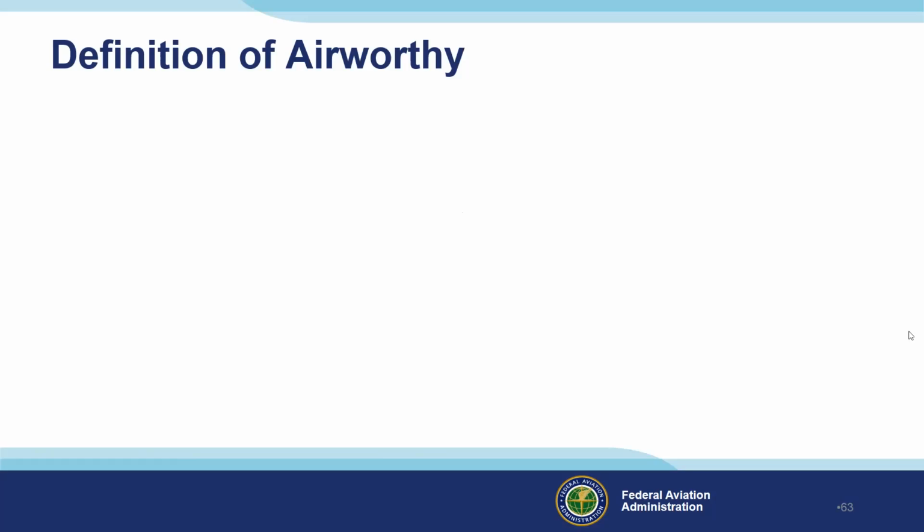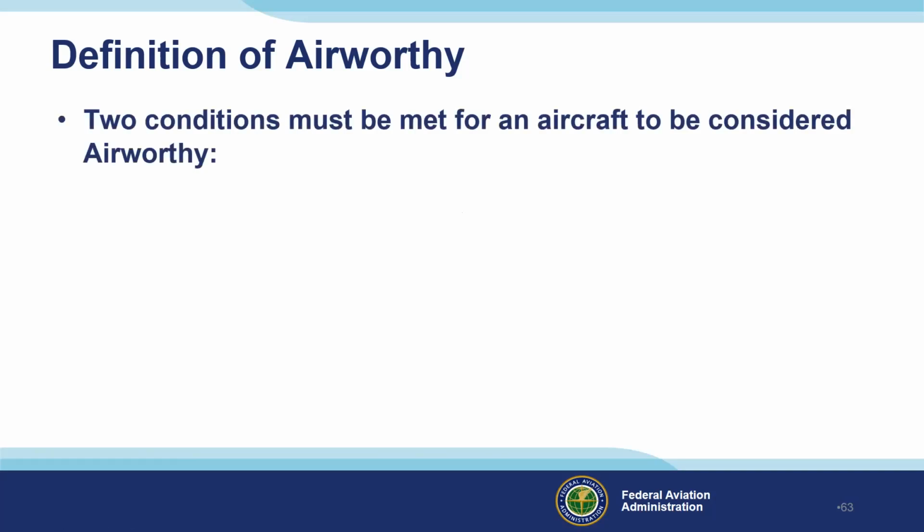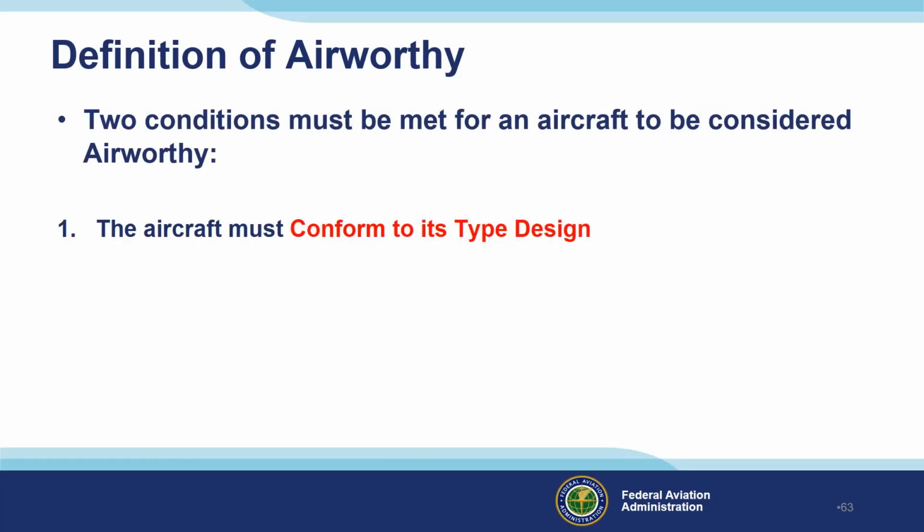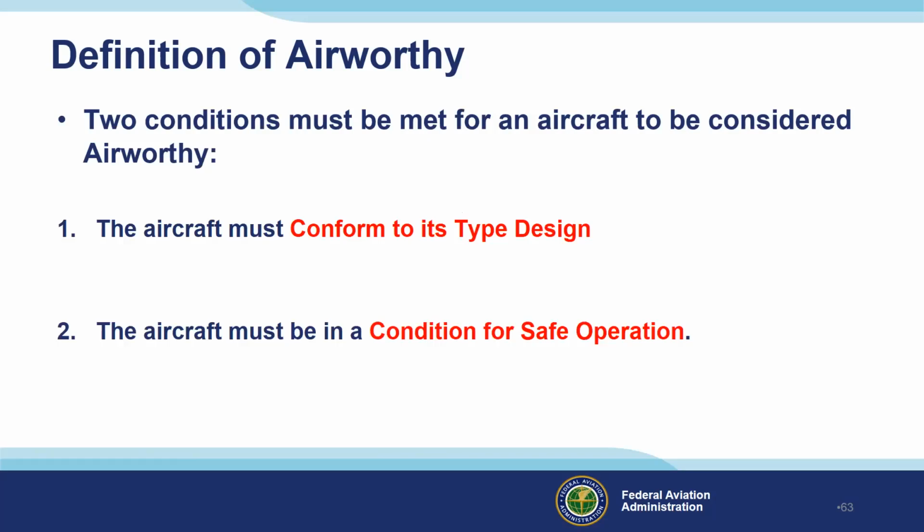So airworthiness requires 2 things. 2 conditions must be met for an aircraft to be considered airworthy. The aircraft must conform to its type design. And secondly, the aircraft must be in condition for safe operation. Now, I have 2 short videos on each of these topics, and I hope that when I play the video on my computer that you are able to see it.